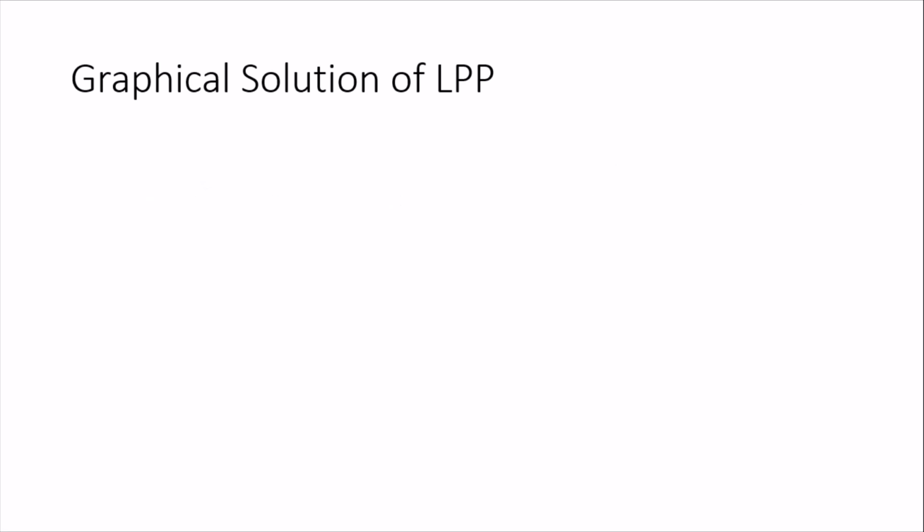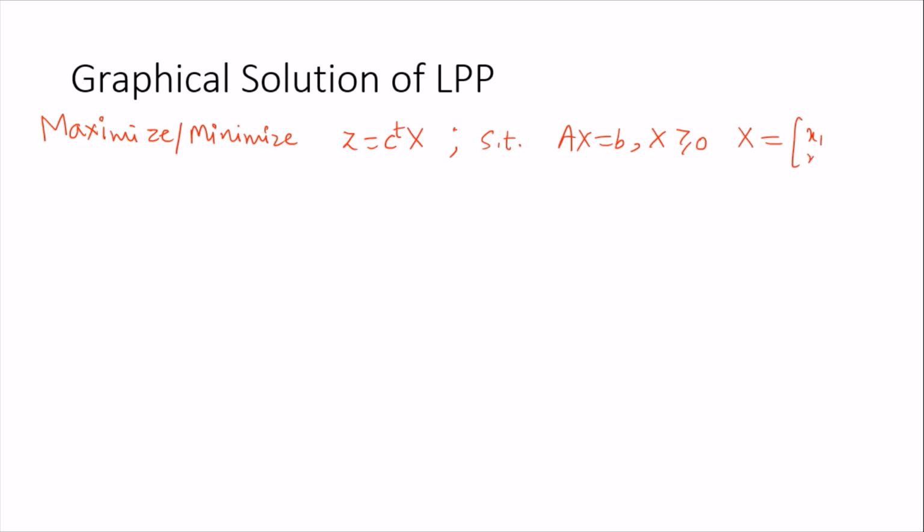Let me recall how a linear programming problem looks. It has a sense of optimization, which is maximize or minimize, the objective function z equals c transpose x, subject to Ax equals b, x non-negative, where x is x1, x2. This capital X is the unknown decision variable vector, c transpose x is the value of the objective function, Ax equals b is the set of constraints, and X greater than or equal to 0 is the non-negativity restrictions. All of these are always given to us in the question. We need to find the optimal solution of this linear programming problem.